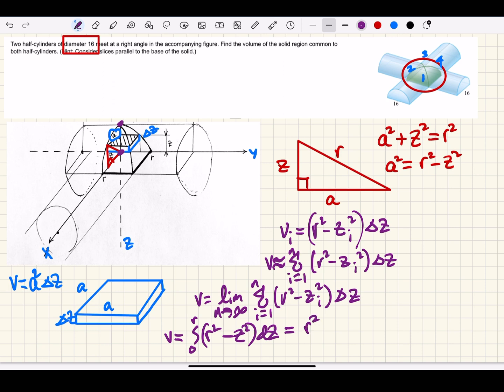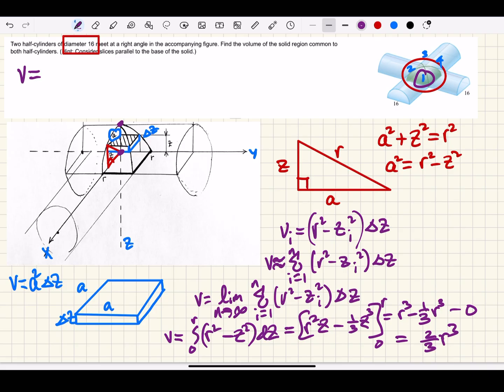Integrating this, we would have r squared z, remember r is constant, z is our variable of integration, minus 1/3 z cubed evaluated from 0 to r. This would be r cubed minus 1/3 r cubed minus 0, which would give us 2/3 r cubed. Now let's remember that we found the volume of one of these sections. There are 4 when we have half cylinders intersecting. So the volume then for this entire solid would be 4 times this volume that we found for just one section. So that would be 8/3 r cubed.